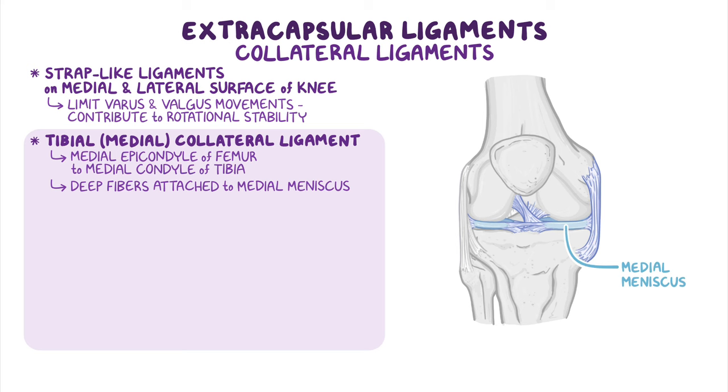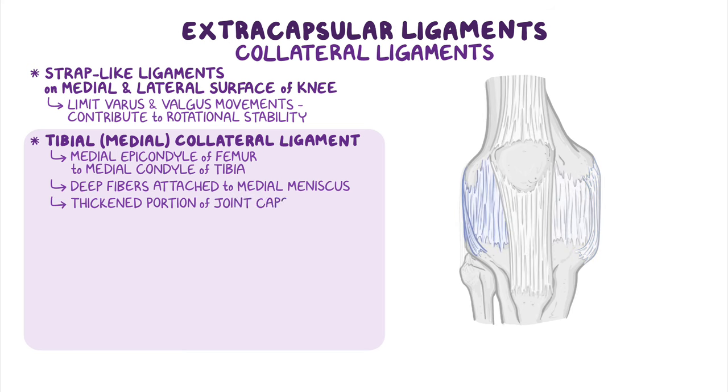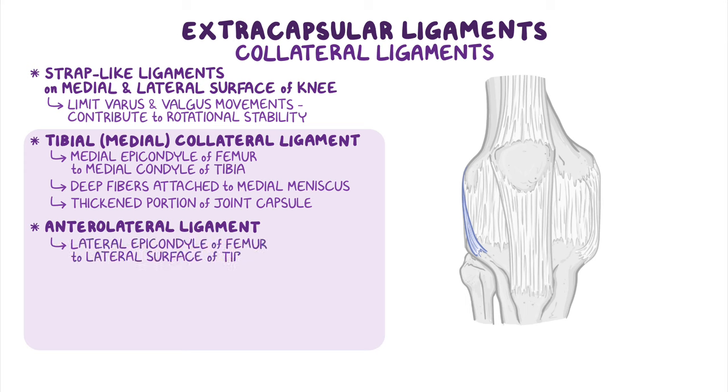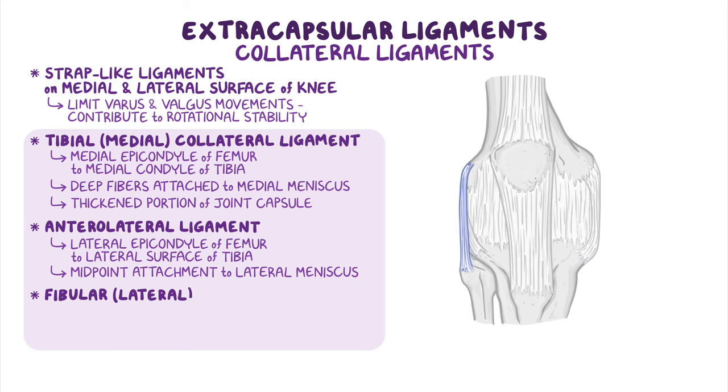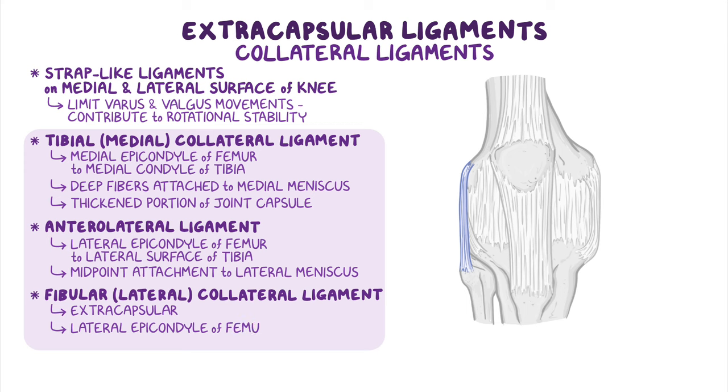The tibial collateral ligament is a thickened portion of the medial joint capsule and is mirrored by a lateral joint capsule thickening which has garnered recent anatomical interest called the anterolateral ligament. The anterolateral ligament of the knee generally inserts on the lateral epicondyle of the femur to the lateral surface of the tibia, and also has a midpoint attachment to the lateral meniscus. Then, there's the lateral or fibular collateral ligament, which is a cord-like extracapsular ligament that extends inferiorly from the lateral epicondyle of the femur to the lateral surface of the fibular head.